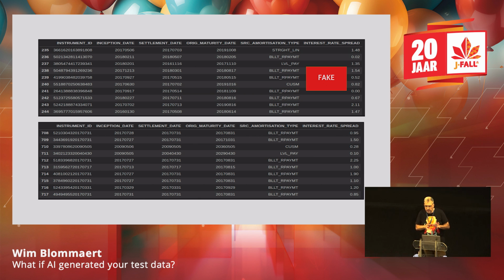Another thing the algorithm should also learn is the correlation between columns. For instance, there is a column which indicates the maturity date, so the end date of the contract, and there is a column indicating the start date. Here it's called inception date. And of course, the maturity date should be bigger than the inception date. If somebody checks that, you might see that it's actually not correct on the second line, on line 236.